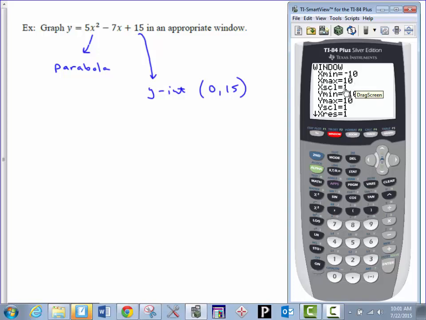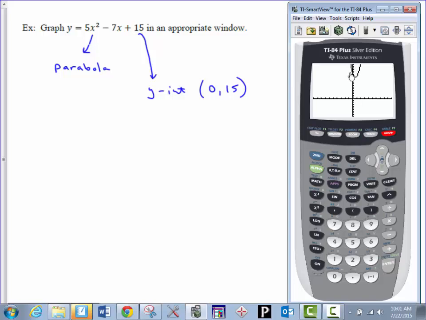This means the units between the x's are 1 unit apart. Leave that alone. The y minimum is -10, and I'm going to go down and change the y max to something greater than 15. To get to the y max, you're going to press the down arrow. And I'm going to set this to be 20. There's no magic to this number, just make sure it's something larger than 15, but not too large. You wouldn't want to use 2,000 or something like that. Now, this is my best guess. I may have to change this after a while, but I'm going to press graph to give me an idea of if I'm off or if I'm not.